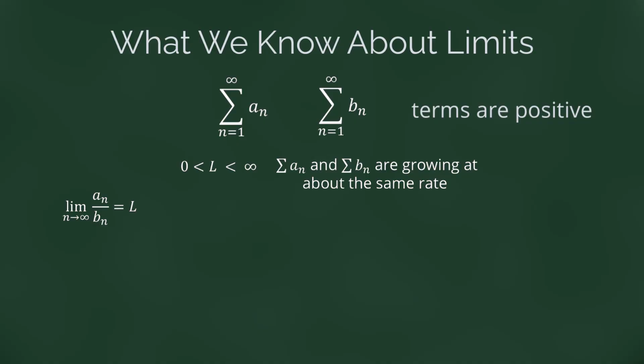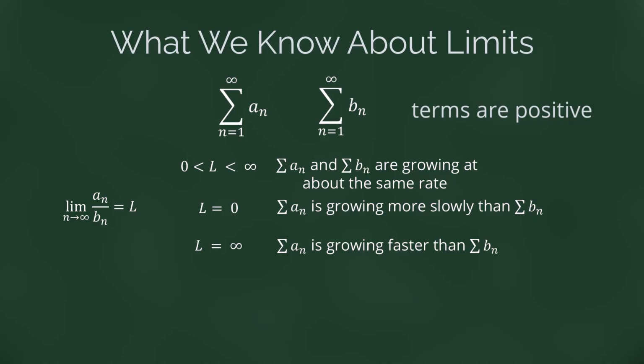In this case, what we know is that a sub n and b sub n are growing at about the same rate. In particular, when n gets large enough, a sub n and b sub n behave as if they are multiples of one another. Our next case is when the limit of the ratio of the terms of our series is equal to 0. In this case, we know that the series a sub n is growing more slowly than the series b sub n. In our last case, when we take the limit of the ratio of the terms of our series, our limit is equal to infinity.